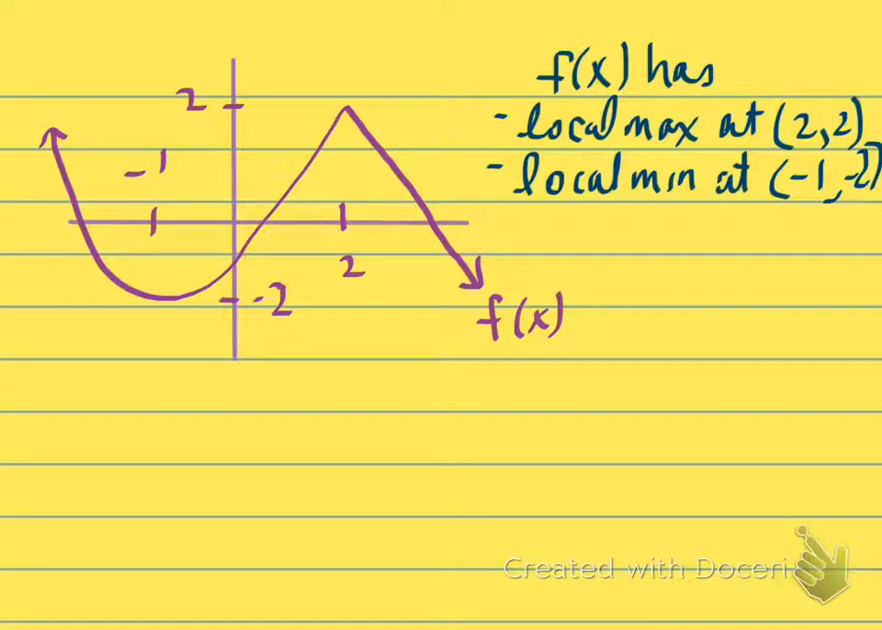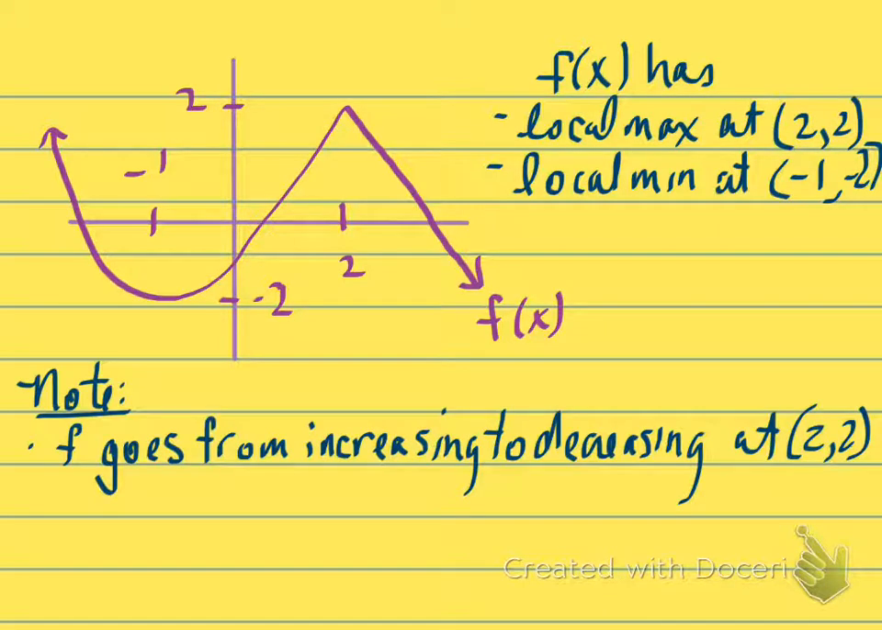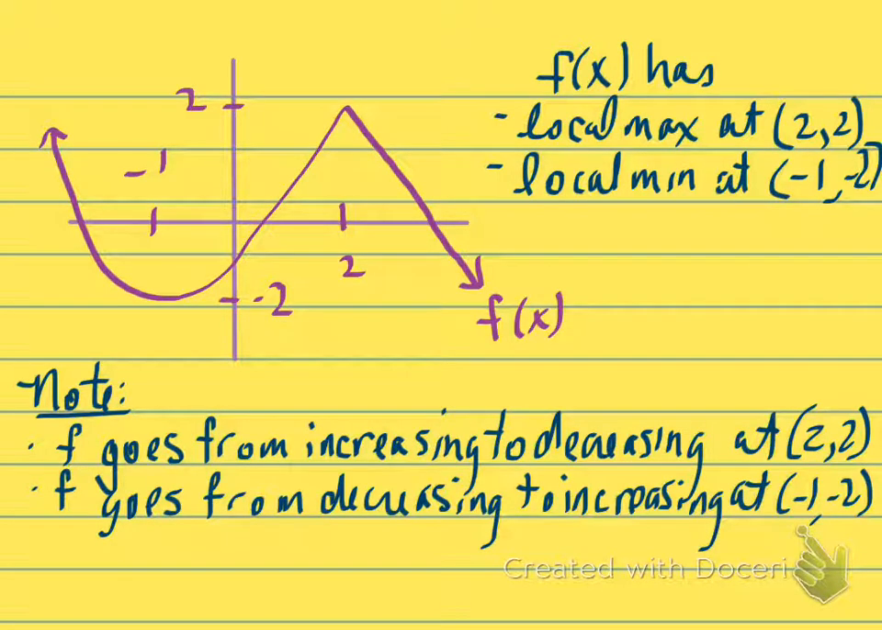So let's make some observations about this picture. First, at the point where we had the local maximum, f goes from increasing to decreasing as we move from left to right. So the slope of the tangent line goes from positive to negative as I move from left to right. And f goes from decreasing to increasing at my local minimum, at (-1, -2). So the derivative goes from negative to positive at my local minimum.